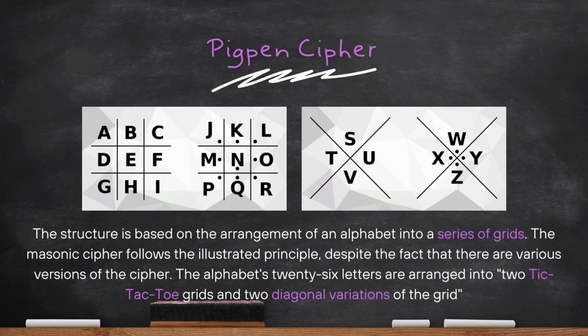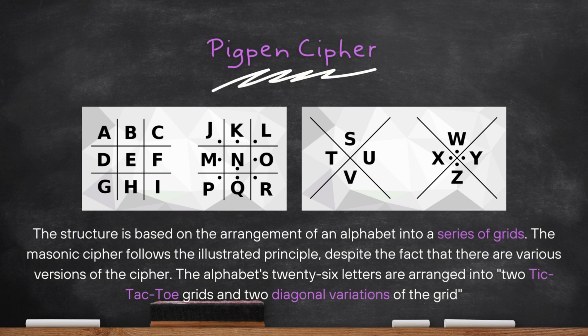Next is the Pigpen cipher. The Pigpen cipher structure is based on the arrangement of an alphabet into a series of grids. The Masonic cipher follows the illustrated principle despite the fact that there are various versions of the cipher. The alphabet's 26 letters are arranged into 2 tic-tac-toe grids and 2 diagonal variations of the grid. Because each pair of grids is identical in shape and form, one of each pair is distinguished by the placement of dots within each cell of that grid.